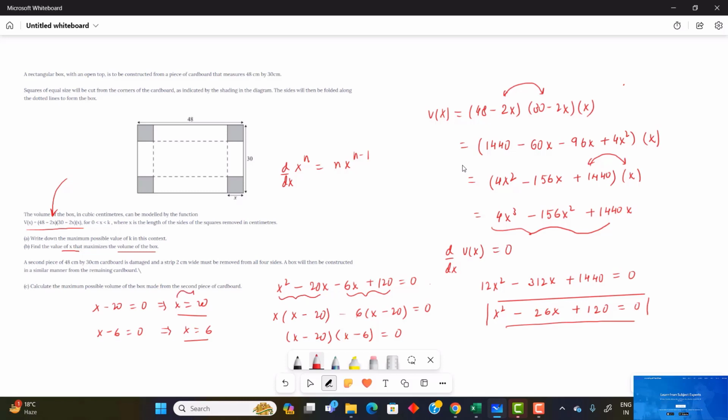So if we plug in x is equal to 20, I see that this middle term becomes 30 minus 2 times 20, which is equal to minus 10. So this gives us a negative value. However, if we plug in 6 over here, the volume becomes 48 minus 2 times 6, that's 12, 30 minus 2 times 6, that's 18, and then 6. So we see that this value is positive, and we will take x is equal to 6, which maximizes the volume V(x).